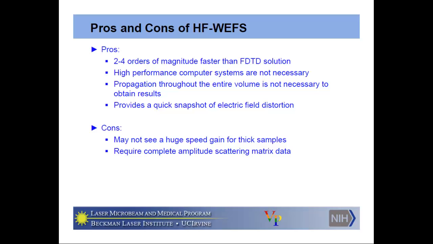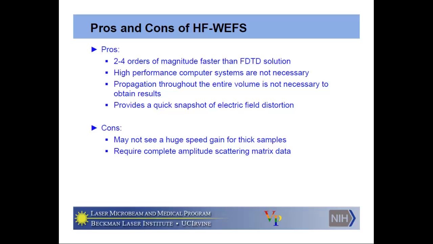And the cons are when you have thick samples, you need to populate them with a large number of scatterers. Then we may not see a huge speed gain, because for each scatterer you need to propagate those Huygens-Fresnel wavelets toward the scatterer and create the scattered field, and we have to do that for all the scatterers, so we may not see a huge speed gain.